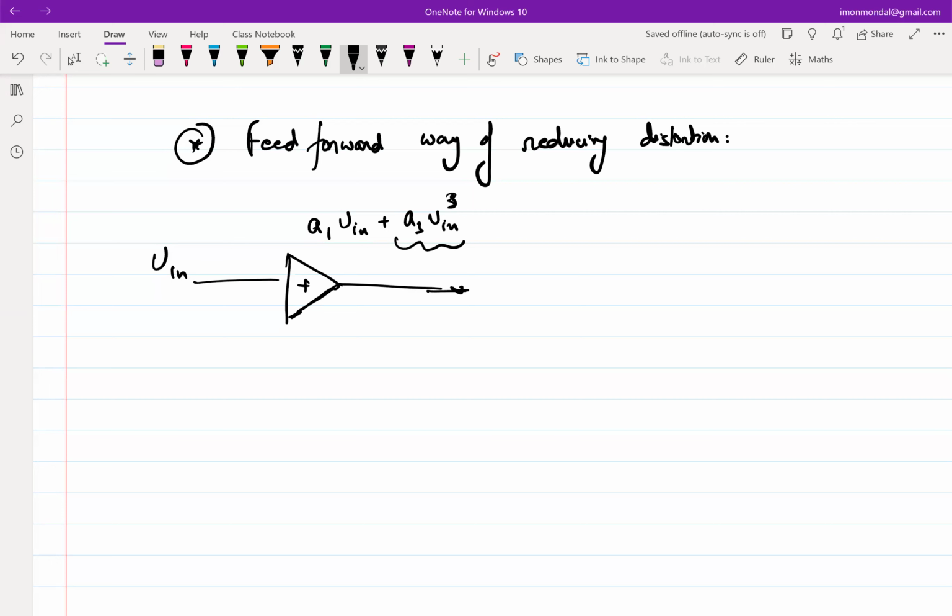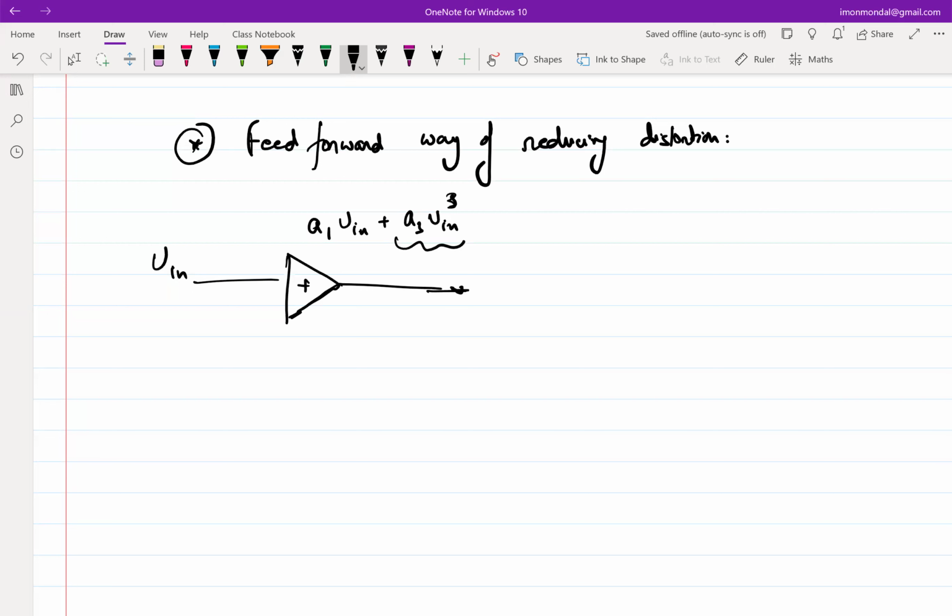Now if I can do some algebra, the whole idea is to cancel out this A3 V in cube term. Basically, can I find another input which is a scaled version of V in, and do some algebraic manipulation to cancel out A3 V in cube? Do you think it is possible? I'm just talking maths now. Once you have the maths, we'll probably be able to add paths. But mathematically, it should be possible.